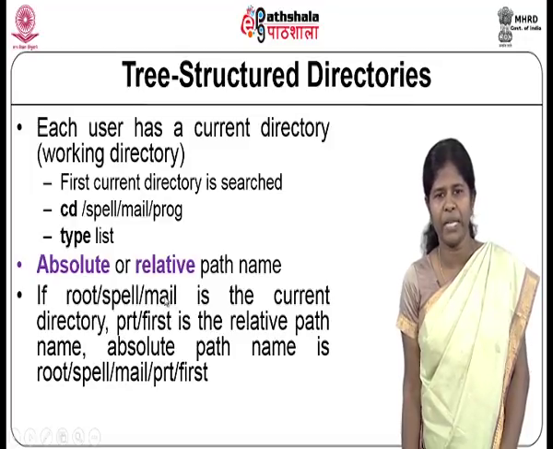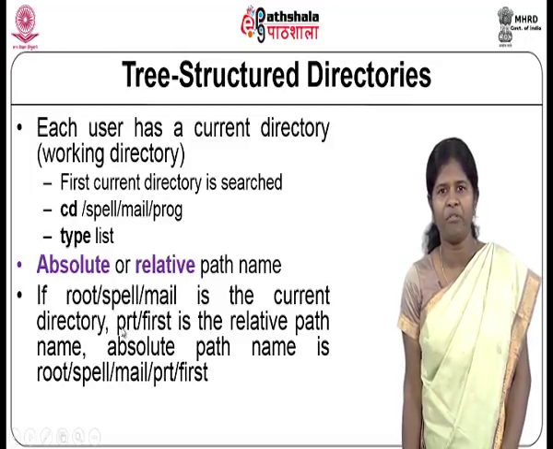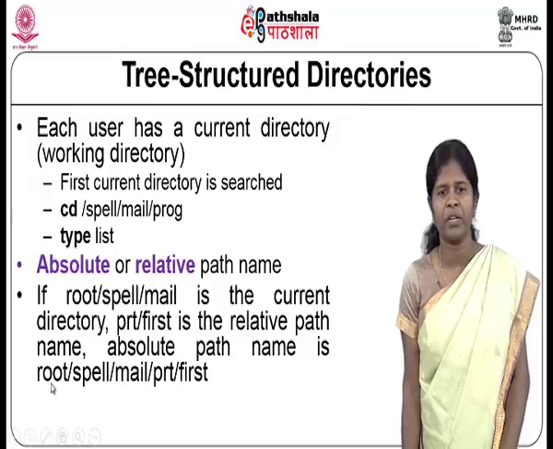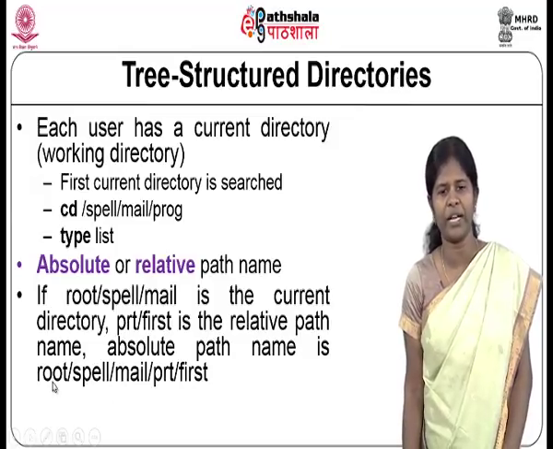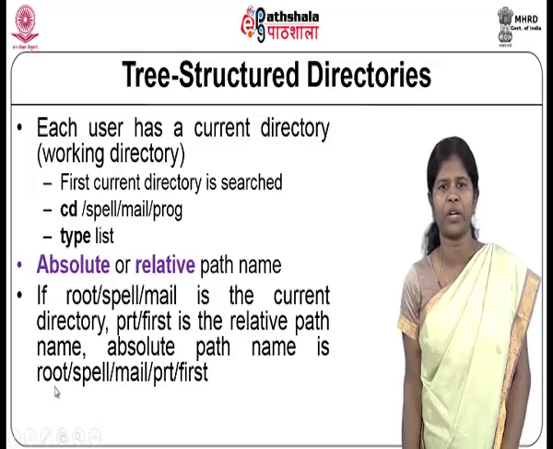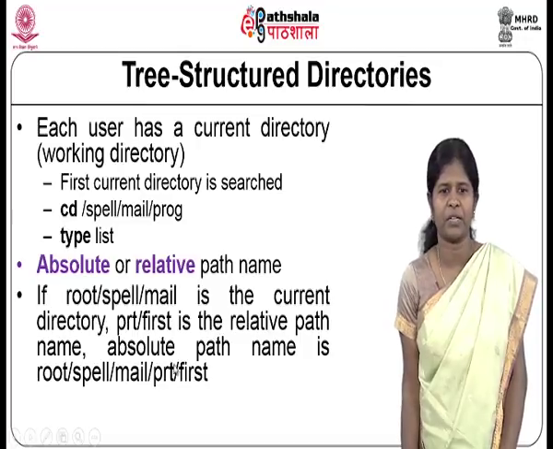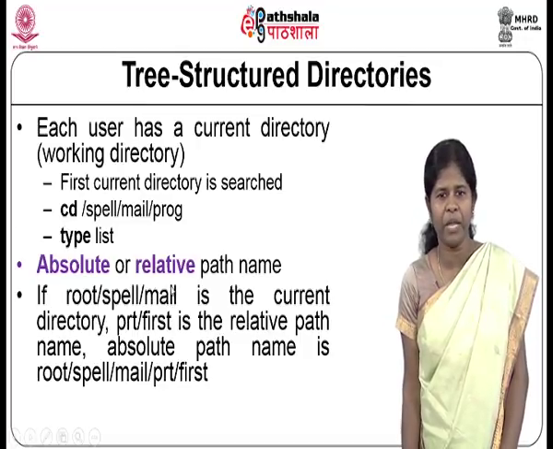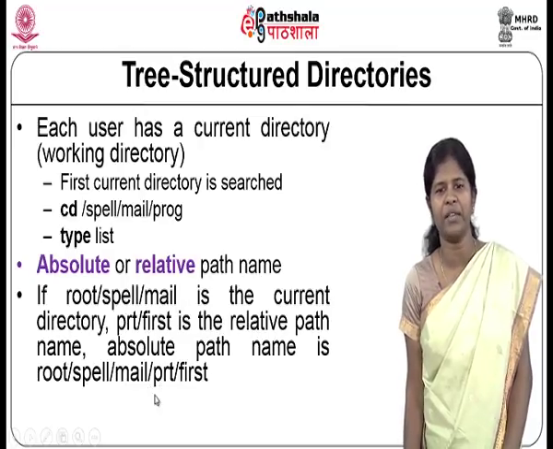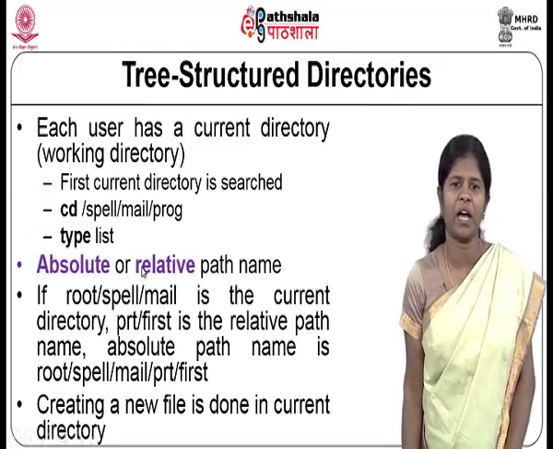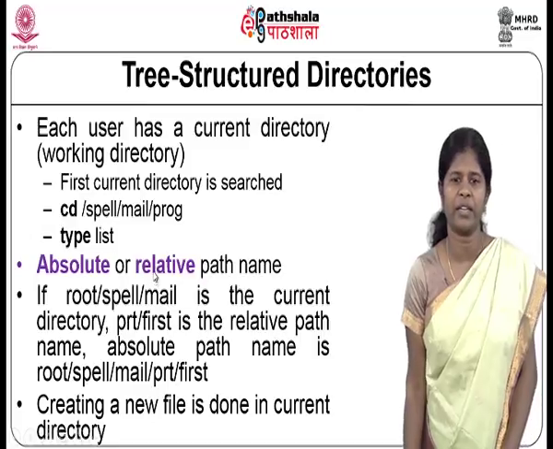See here, beneath this directory mail, you have a subdirectory called prt, and beneath that you have this file called first. So, if you are looking at a path name starting from the root, then the absolute path name will look like root/spell/mail/prt/first. But since you are currently in directory mail, mail is the current directory, the relative path name will be just prt/first, because this is relative to the current directory mail. Always, when a file is newly created, it is created in the current directory.